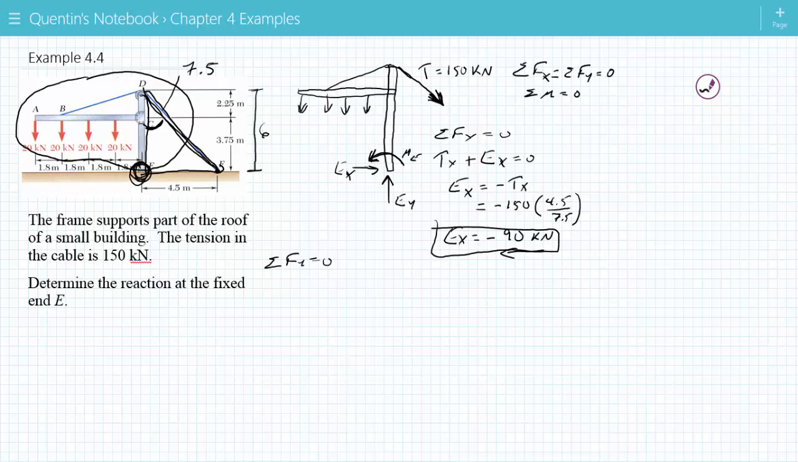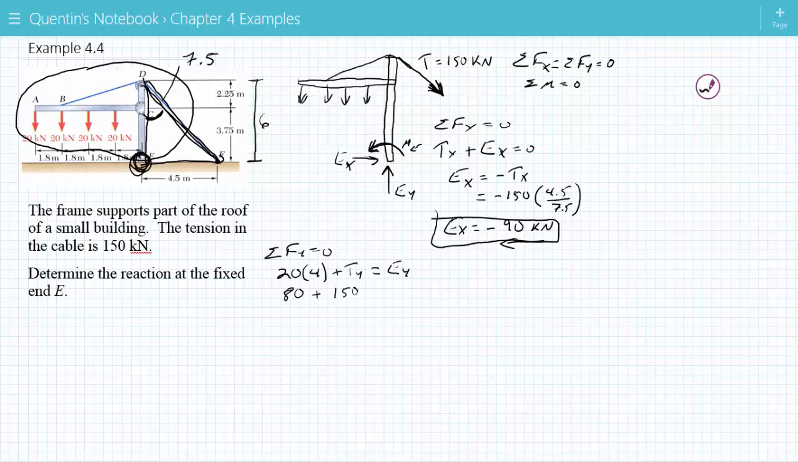Well, in this case, each one of these is 20 newtons. So you have 20, and there's 4 of them, right? So there's 4 going down of 20, and then you have plus your T in the y direction. So all the downs equal the ups, which is going to equal the EY. Okay, so you have 80 plus, what is TY? Again, it's 150 times the cosine, which is going to be 6 over 7.5, is equal to EY. So therefore, EY is equal to 200 in that direction.